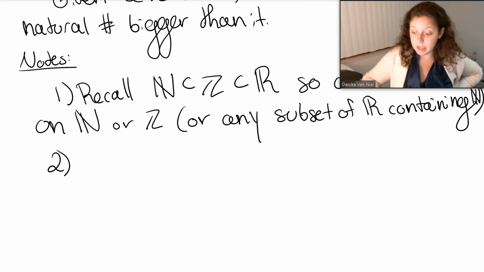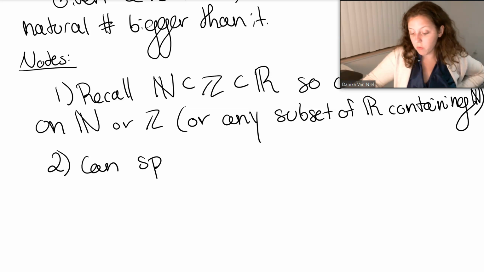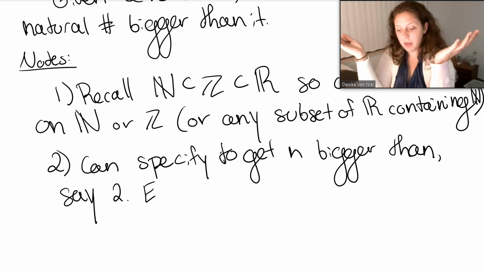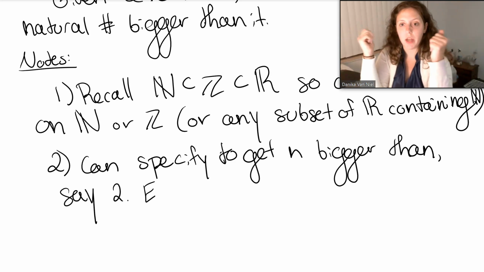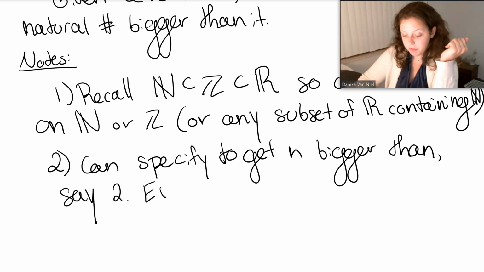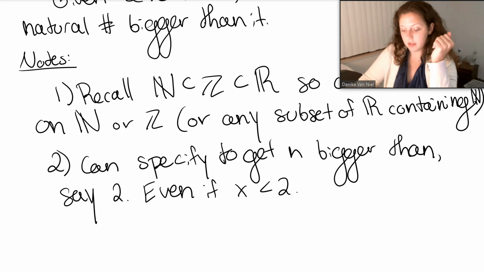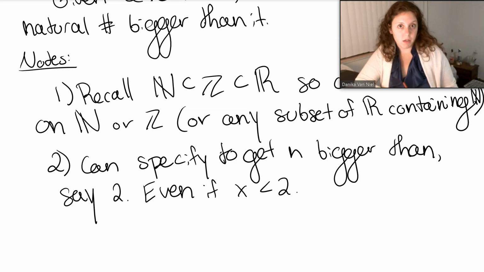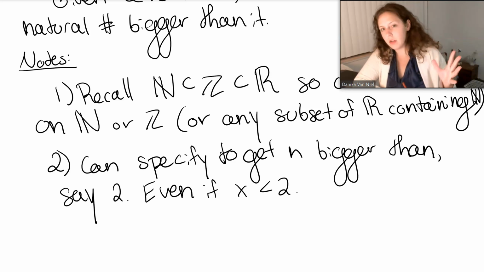This property is extremely nice because you can even specify if you want your natural number to be bigger than something. So say you want it to be bigger than 2. That works even if x is less than 2. But you can't really restrict it to be smaller, because that won't always work.